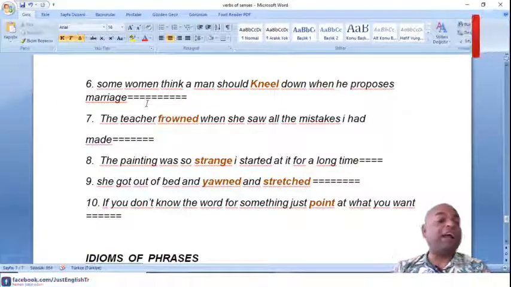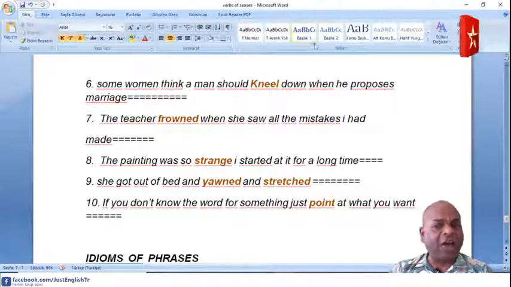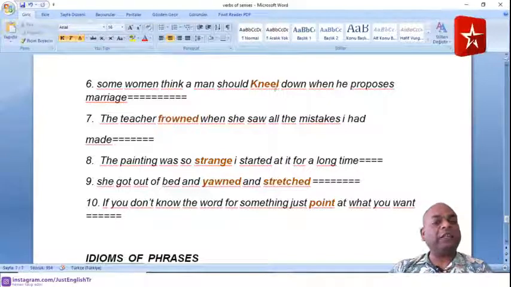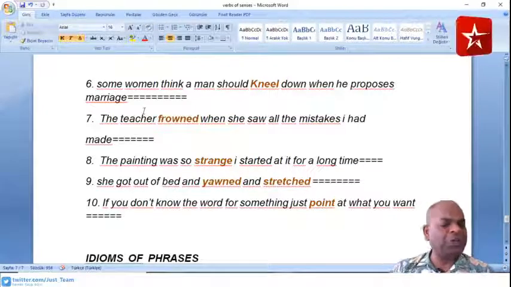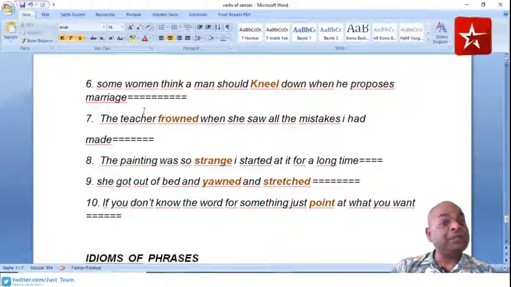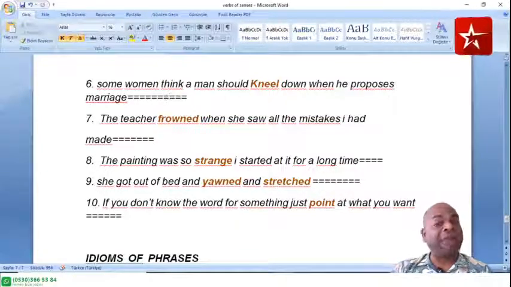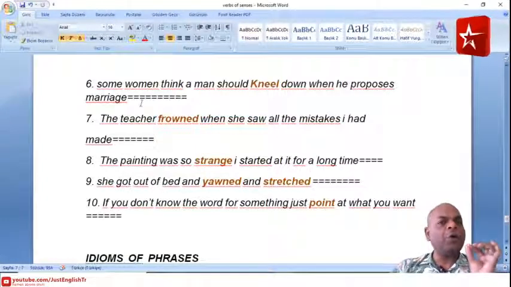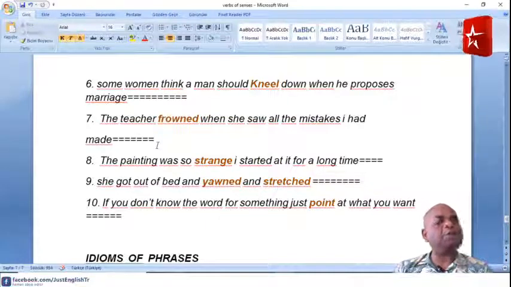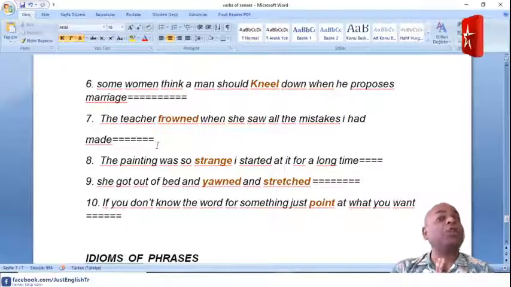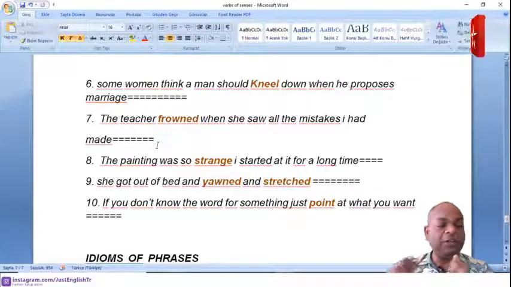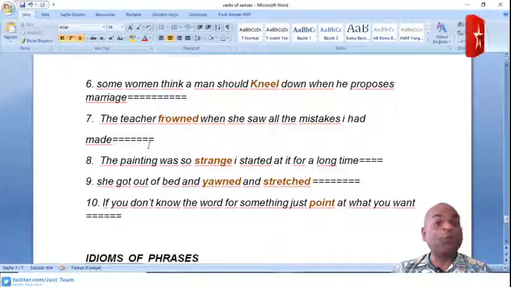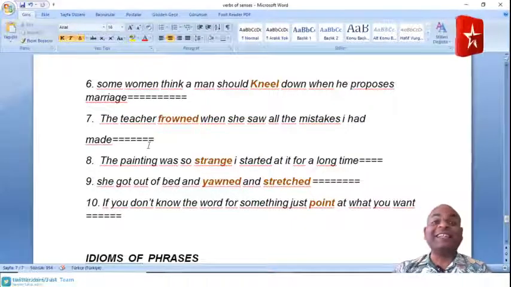Some women think a man should kneel down when he proposes marriage. Now your keyword is kneel here, so what should be your answer? Which part of the body? Number 6. Some women think a man should kneel down when he proposes marriage. So which part of the body do you think should be your answer for number 6, guys? Give me your answers. Asma says knees. Nijat says knees. Well done. Begu says leg.